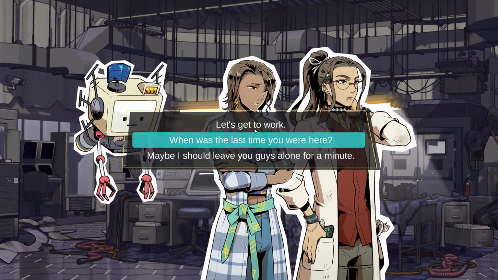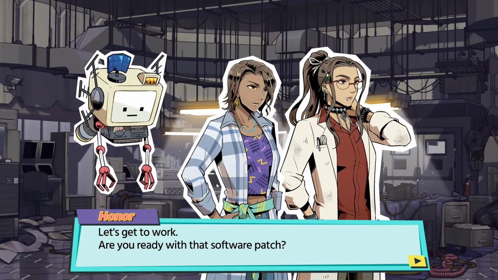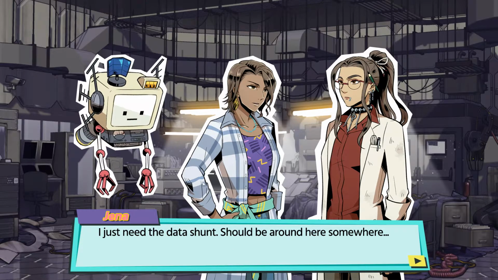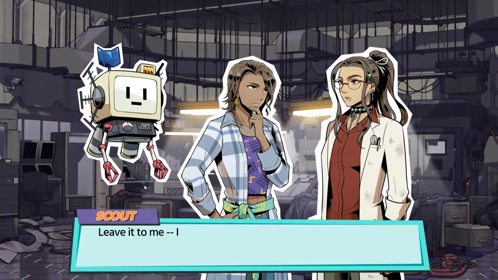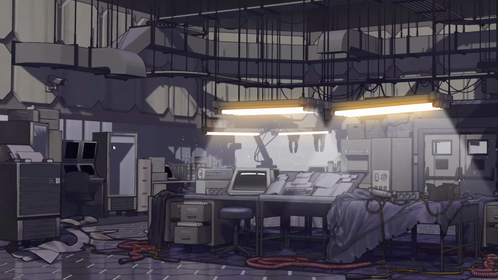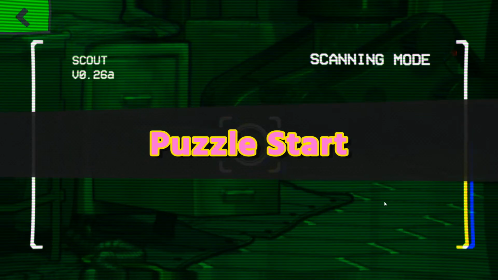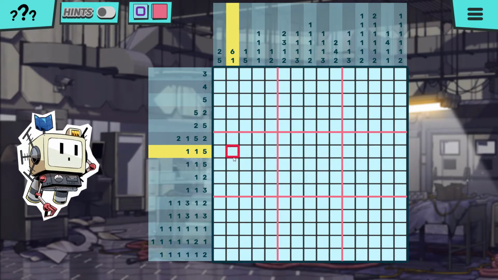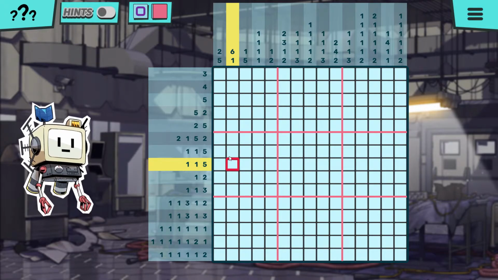Alright. Let's get to work. Are you ready with that software patch? I just need the data shunt. Should be around here somewhere. I don't know what it looks like. Leave it to me. I can find it. Of course you can, Scout. Let's look for it. Over here. Question's where over here? There we go. That doesn't look like a data shunt. It looks like, I don't know, paper.